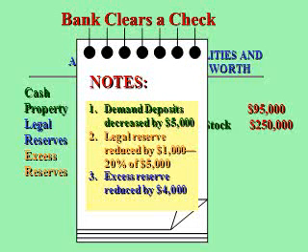So the demand deposits decreased by $5,000. The legal reserve reduced by $1,000, which is 20% of $5,000. Okay, 80% of $5,000 is $4,000. So therefore, the excess reserve was reduced by $4,000.